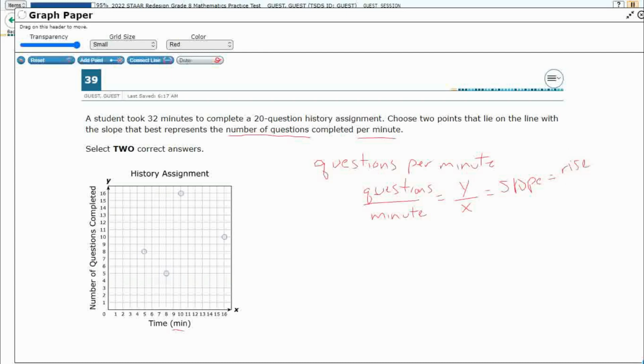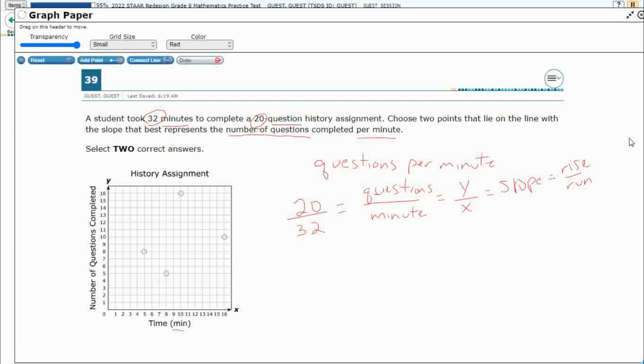All right, so let's take a look. The only thing we have here are 32 minutes. So 32 minutes, minutes are on the bottom. 20 questions, that's our numerator, right? Once we know what is our numerator and what is our denominator, so we've got our minutes as our denominator and questions as our numerator, now we're ready to try to figure this out.